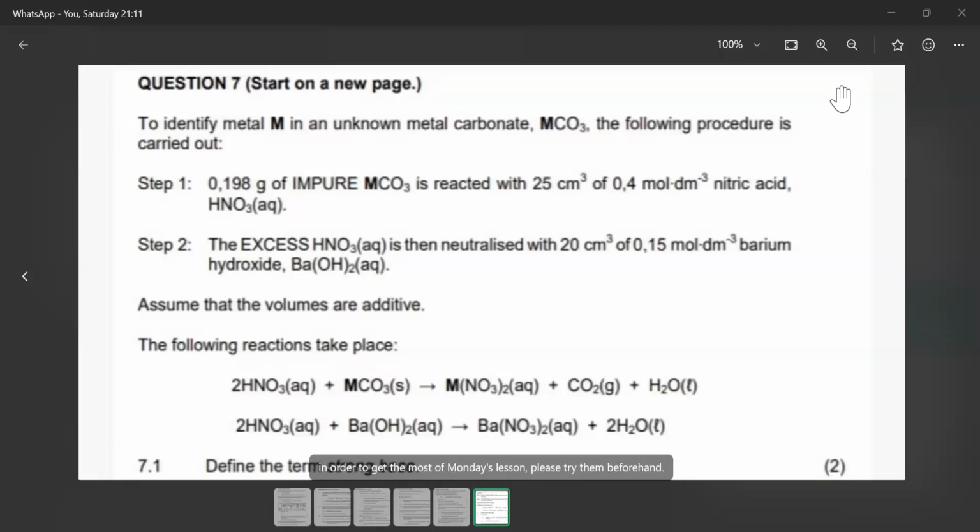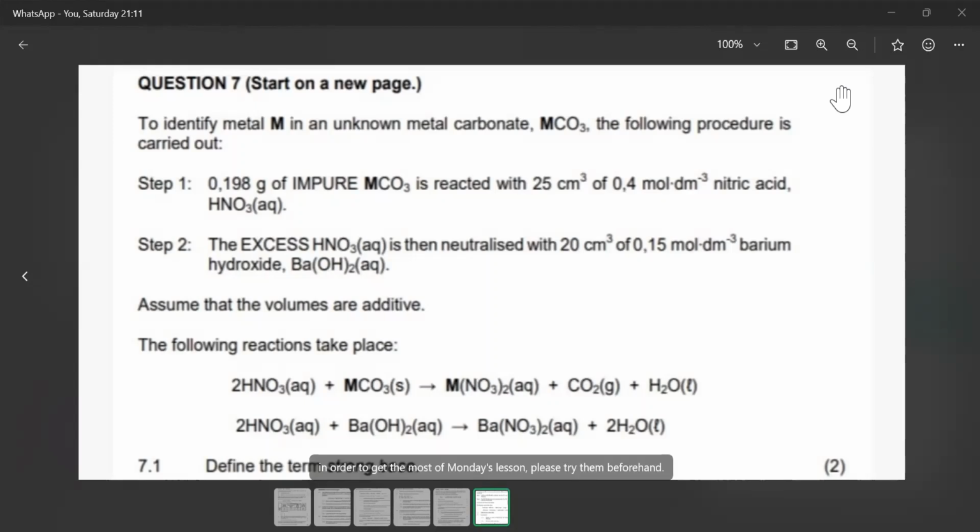Okay, so here they say to identify the metal M in an unknown metal carbonate, MCO3, the following procedure is carried out. So here we can see that we have the carbonate, and carbonate is CO3 2 minus. So already we are expecting this metal to be in group 2 on your periodic table. Of course, just by looking at that formula.